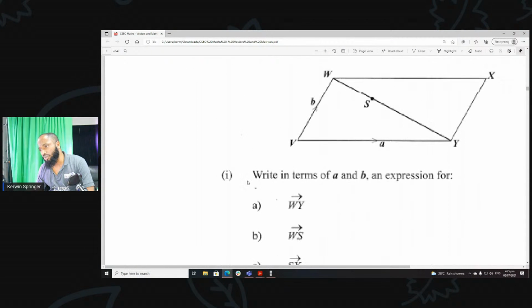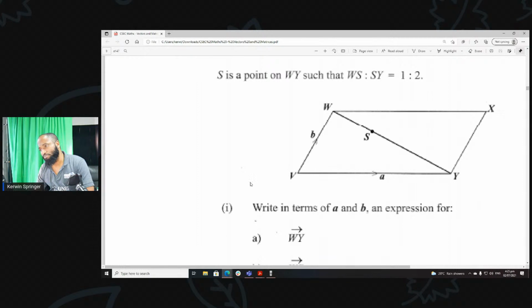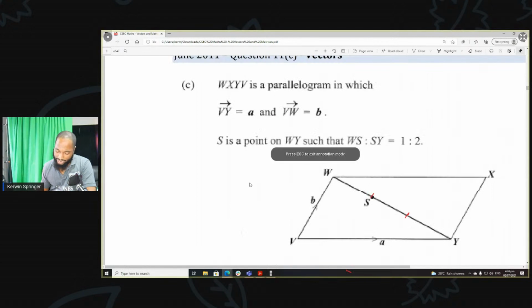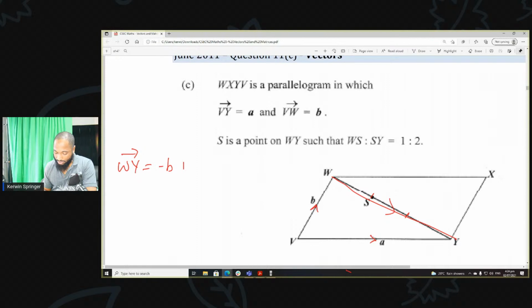So what is WY? Been there, done that. WY is going straight across there. We don't know that, but we know that we can go down this and go up this to get the way. Now notice this arrow pointing so and this arrow pointing so. So for WY, we had to go backwards, and when we're going backwards to this, it'll turn negative. Negative B plus A.